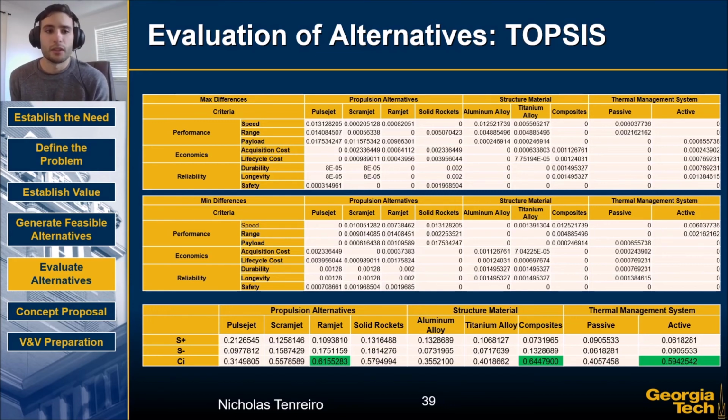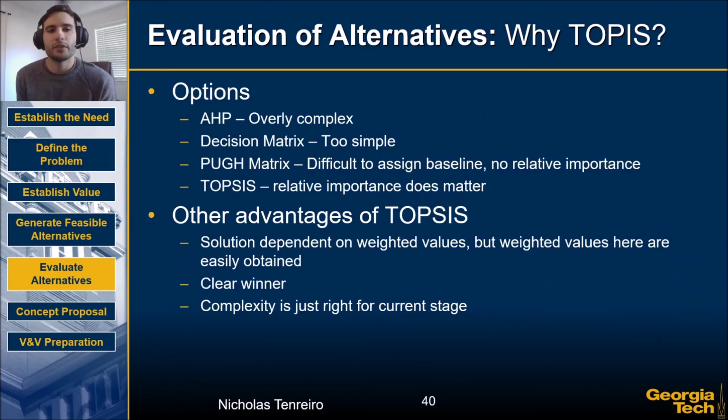Composite materials are light but strong, but heat resistant, which is great. And then active cooling will likely be needed. So why did we choose TOPSIS? Well, there are multiple options for this trade study. AHP is overly complex for our stage right now. That would require much more knowledge of the system and further analysis.